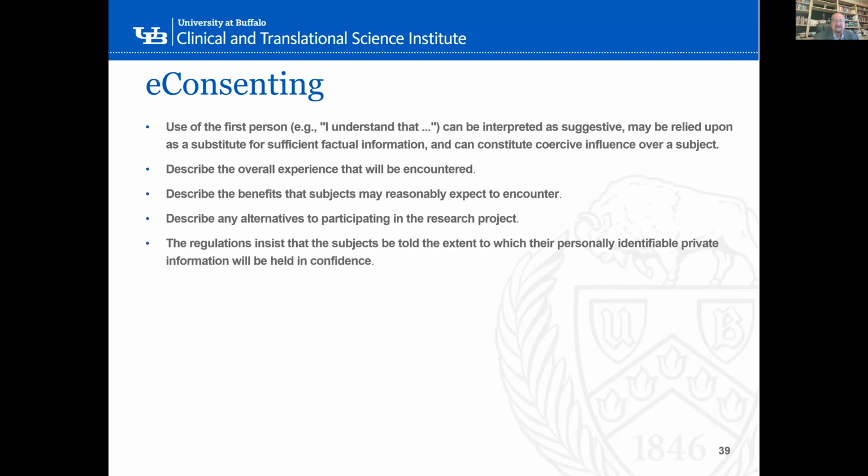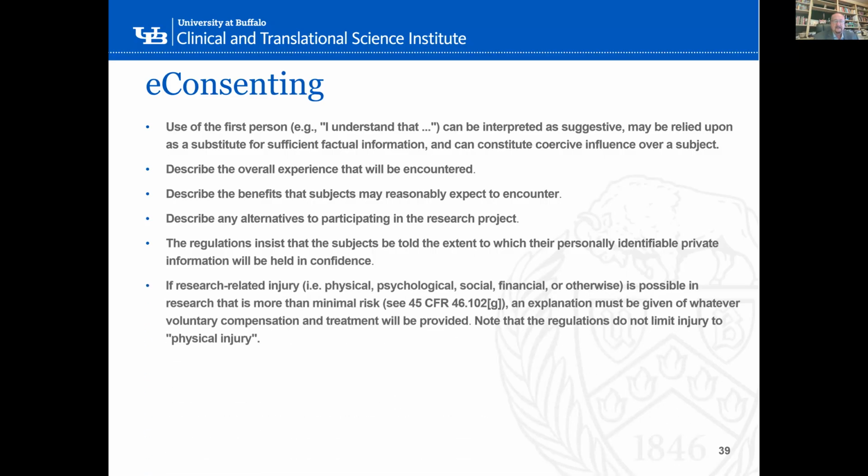The regulations insist that subjects be told the extent to which their personal, identifiable private information will be held in confidence. If research-related injury happens, physical, psychological, social, financial, or otherwise, is possible in the research and is more than minimal risk, an explanation must be given of whatever voluntary compensation or treatment will be provided to the subject. Note that regulations do not limit injury to physical injury.